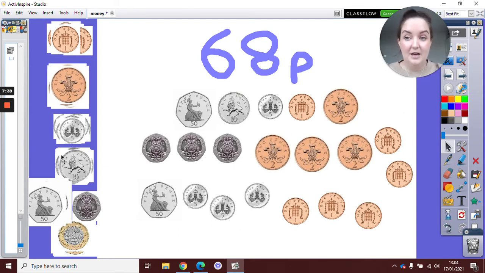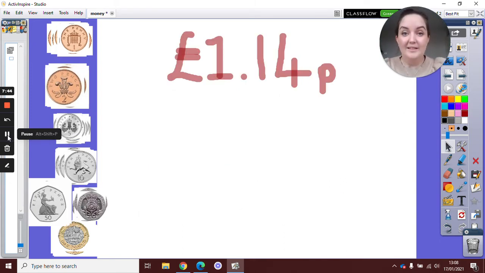Right, let's challenge ourselves again with an even bigger number. Right, so our next challenge, we have got to make £1 and 14p. So our partitioning skills, let's think about putting them into pounds and pence. So we've got a £1 to make, and then we've got 14p to make.